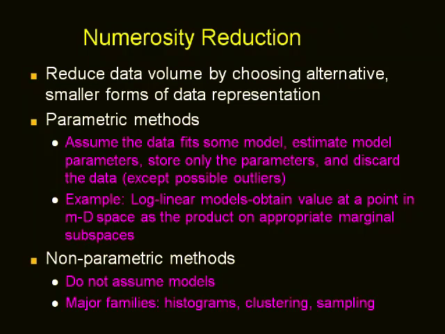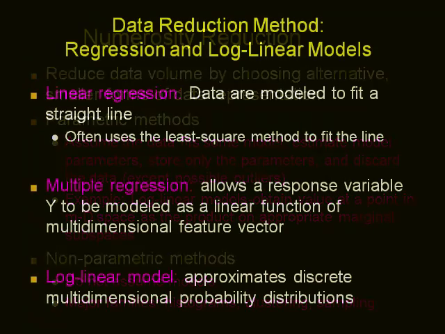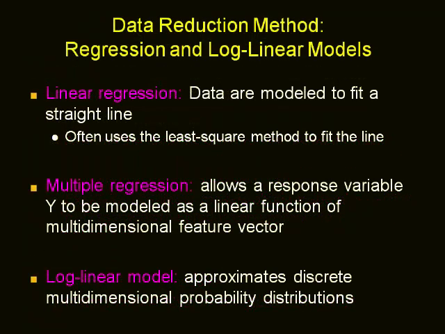This technique also reduces the data volume by choosing alternative, smaller forms of data representation, and these are categorized into two ways. One is the parametric method and another is the non-parametric method. In parametric methods, we assume the data fits some model and estimate the model parameters, and finally we store only the parameters and discard the data.